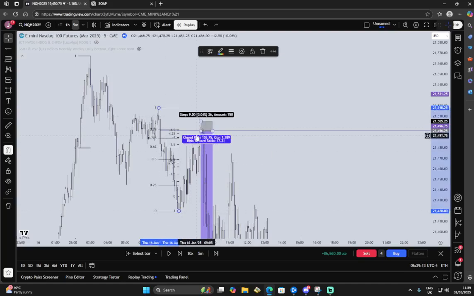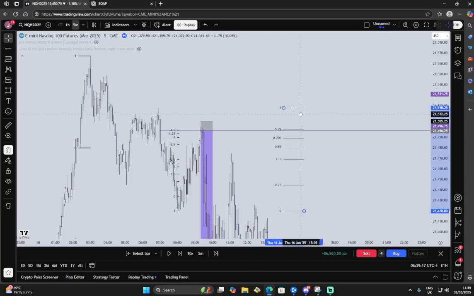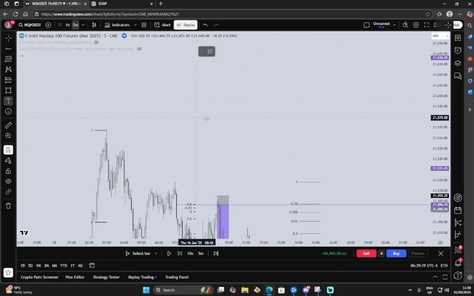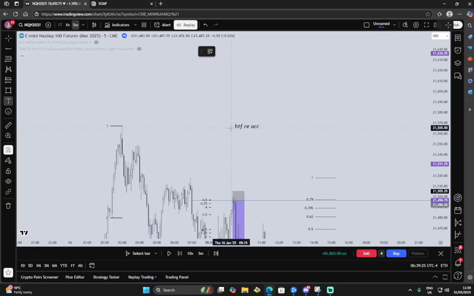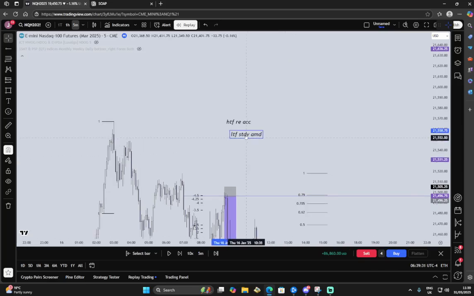And if you actually use the discount, you can also see it was perfectly aligned. So here were his confluences for the trade. I'm telling you right now. So, higher time frame, reaccumulation. That was the base of his trade. Okay. Then we had lower time frame, standard deviation, AMD. Right. Obviously, power of 3.